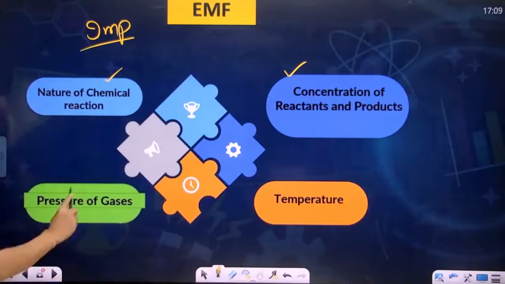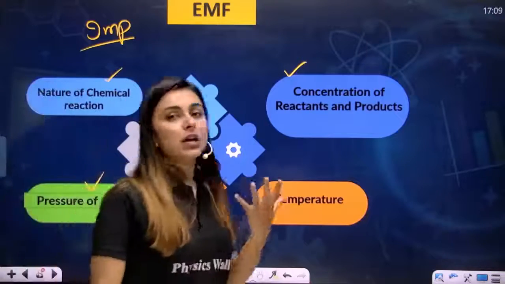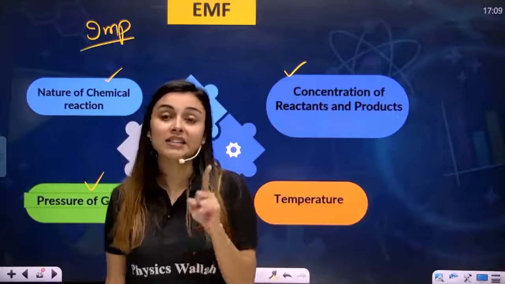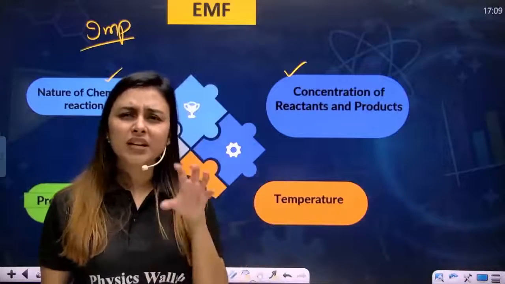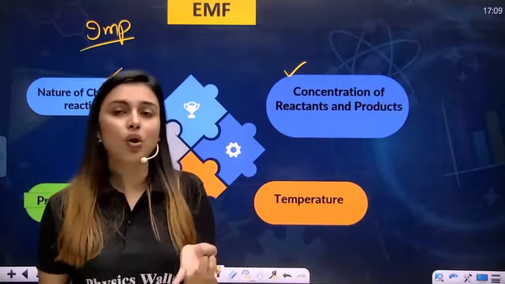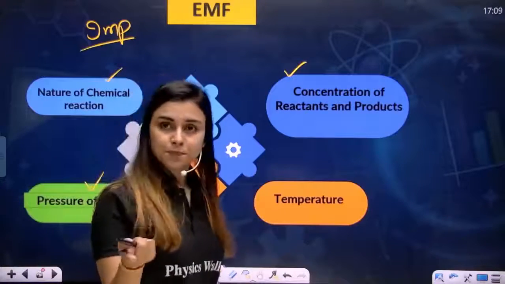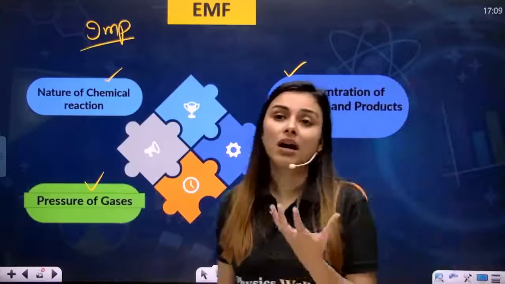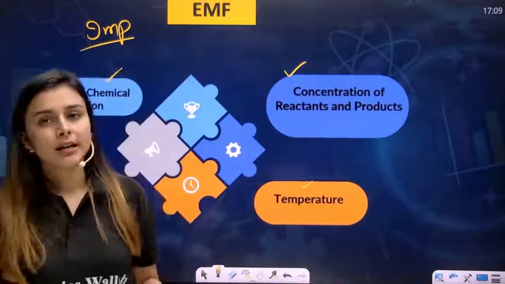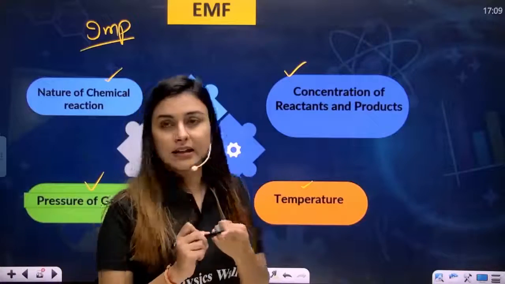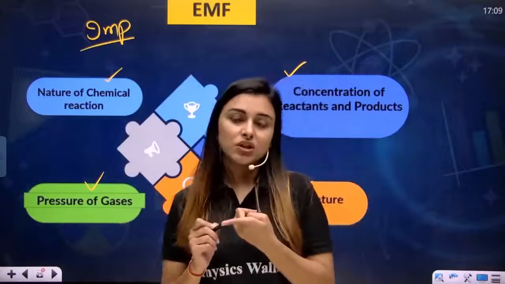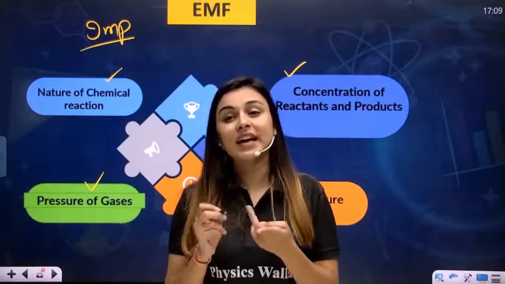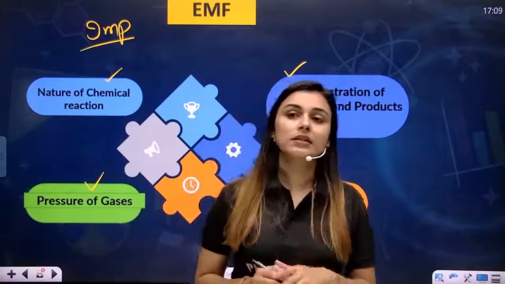It depends on the pressure of the gases. If you have any gas in your reactant or product, it will depend on the pressure of that gas as well. And it also depends on the temperature at which you are performing that particular reaction. So these are the four major factors: the nature of the reaction, the concentration of the reactants and products, the pressure of gases, and the temperature.